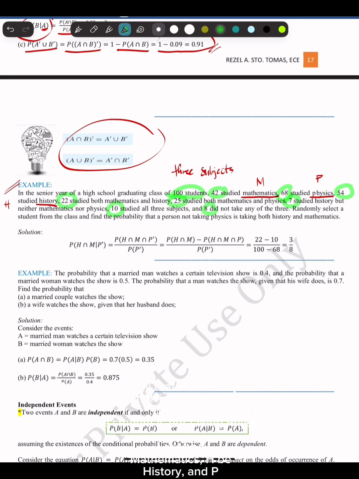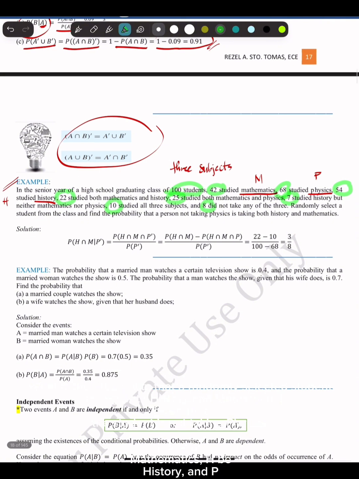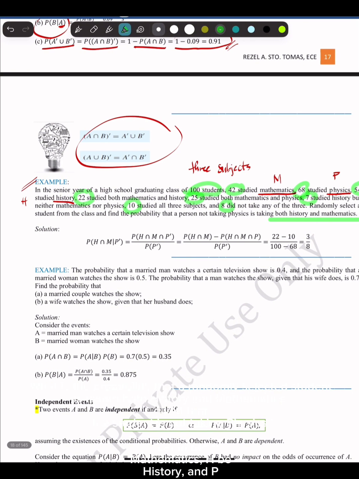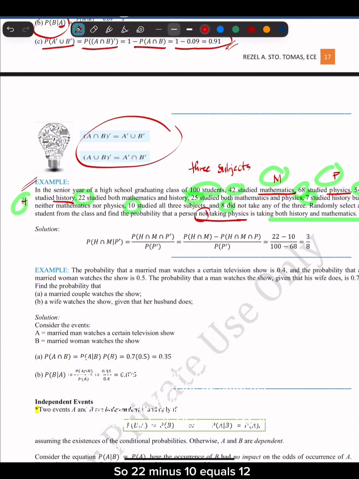What is the probability that a randomly selected student is taking both history and mathematics, given that the student is not taking physics? Let M be mathematics, H be history, and P be physics. The given condition is P complement, meaning the student is not taking physics. So we focus on the 32 students not taking physics. We are looking for H intersection M. Students taking both history and math is 22. But 10 also take physics. So 22 minus 10 equals 12. So the probability is 12 over 32, which simplifies to 3 over 8.